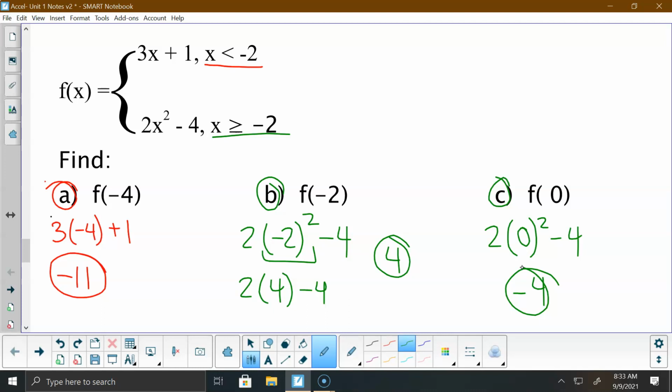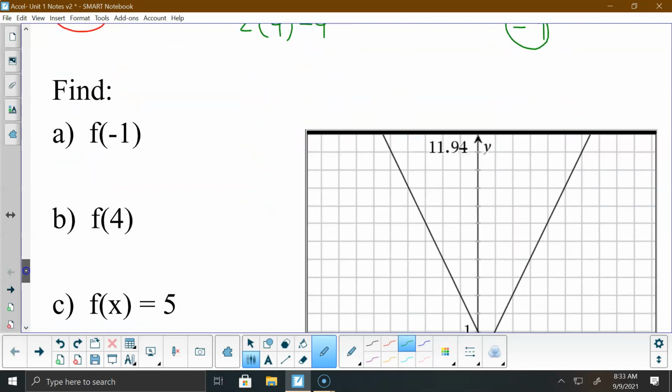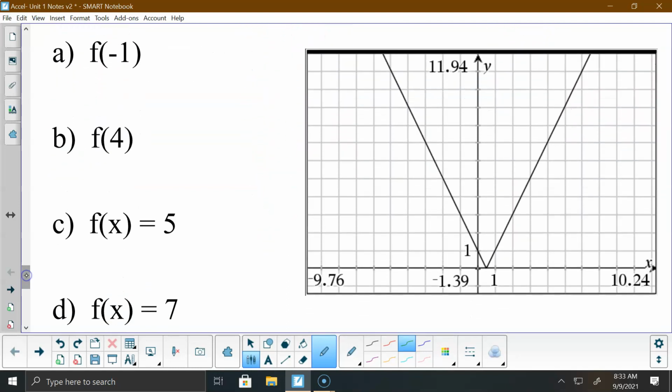You don't have to write it in coordinate form because I feel like that can sometimes get a little bit more confusing. As long as you circle your answer to make it easy to find, that helps.